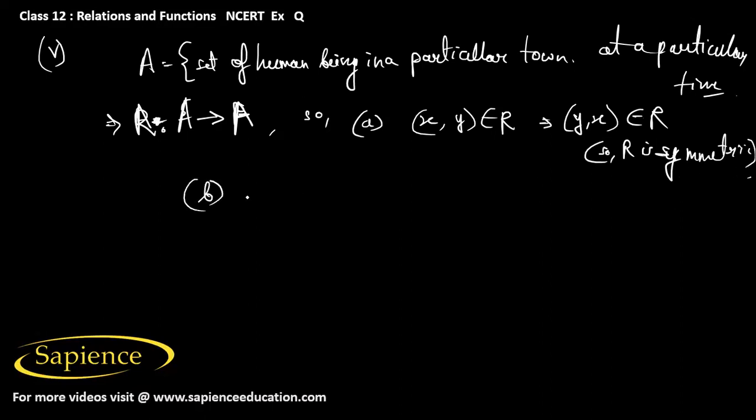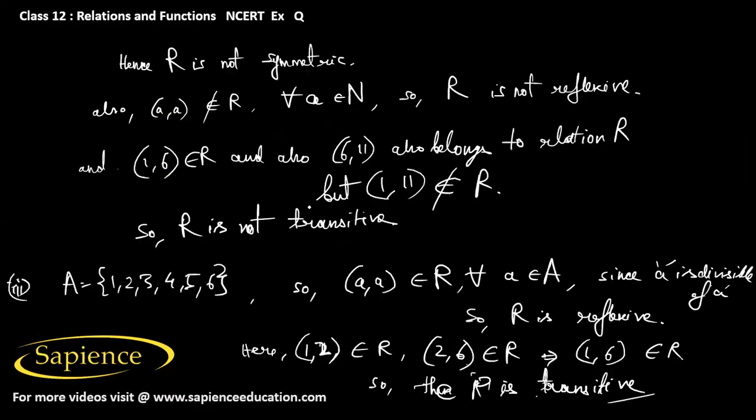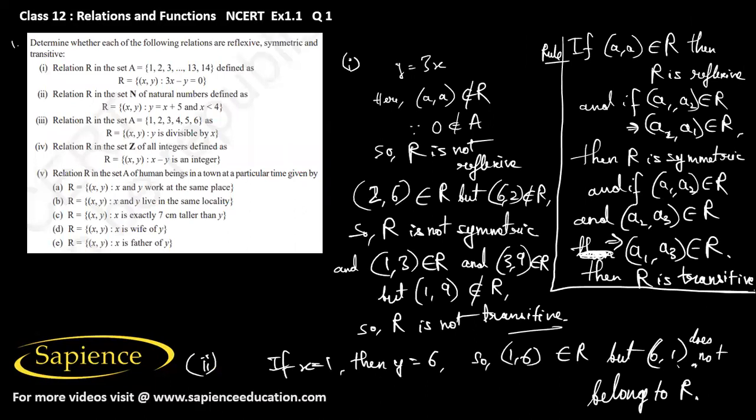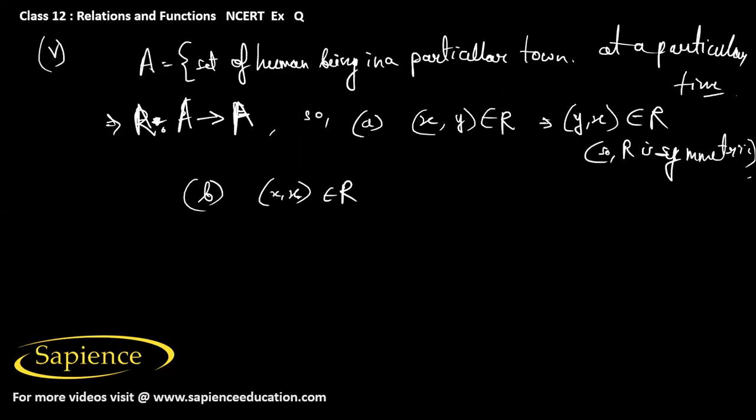And then the part B is x comma x also belongs to the relation R, since the same human being will work at the same place. The same person will work at the same place. So I can say that the relation R is reflexive.